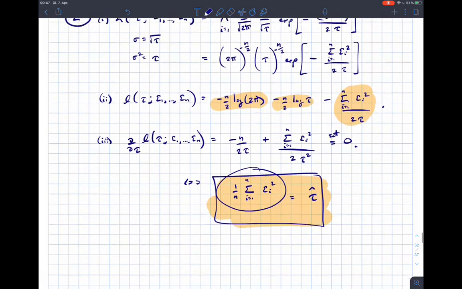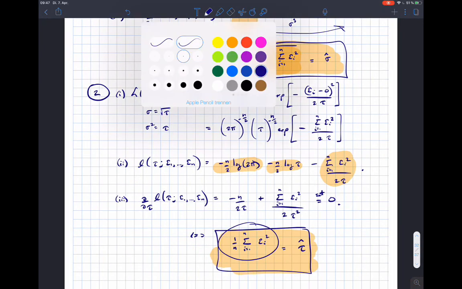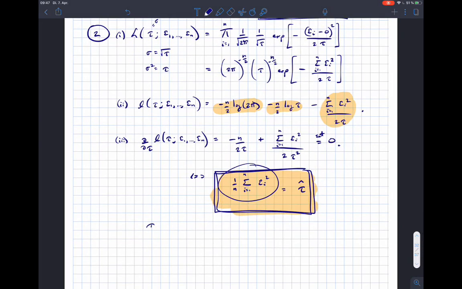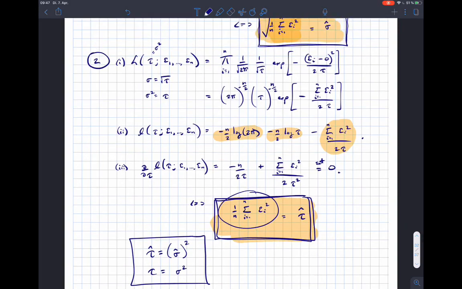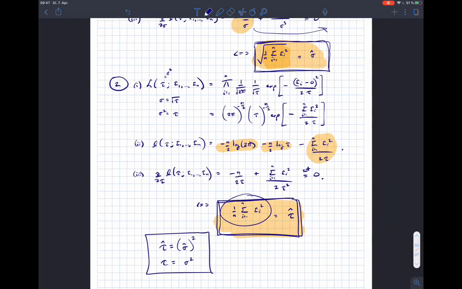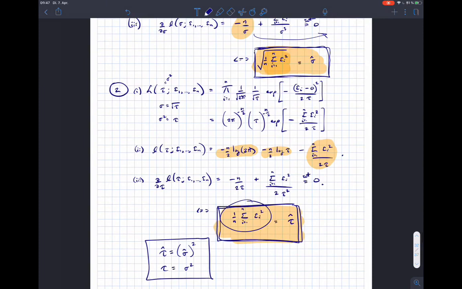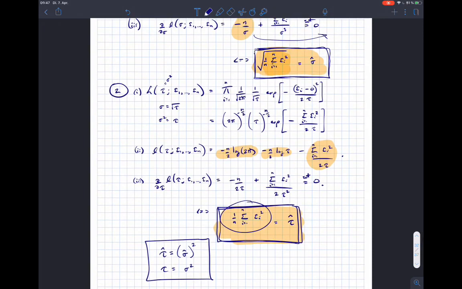Notice that my estimator of sigma using maximum likelihood was the square root of this thing. And so we see that tau hat is sigma squared hat, because tau was sigma squared. So it doesn't matter if I want to estimate a function of a parameter. If I find the maximum likelihood estimator of that function of a parameter, it's going to be the same as just applying that function to the maximum likelihood estimator of the original parameter.